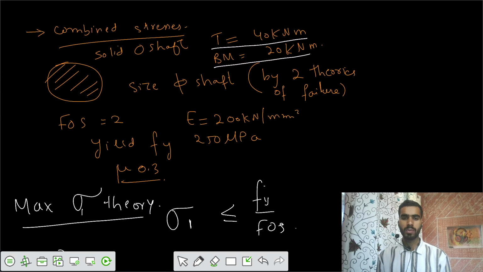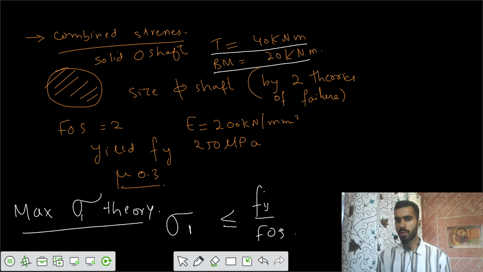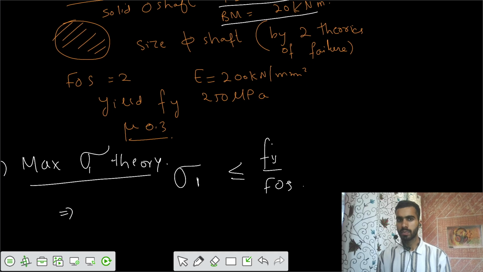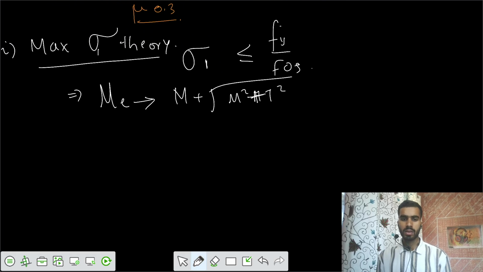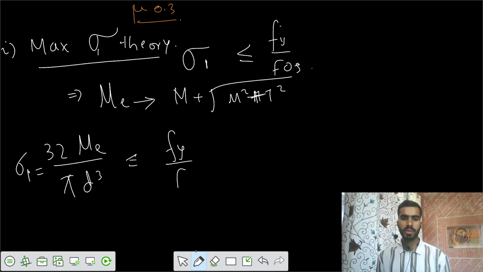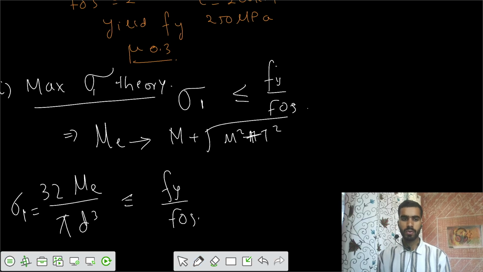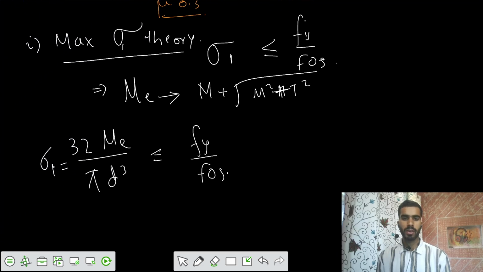Can we use the concept of equivalent bending moment? Do you know that value? ME equals M plus root of M squared plus T squared. And from this, can I get sigma 1? Sigma 1 would be 32 ME by pi d cube, and that should be less than or equal to Fy by factor of safety. So if I get the value of ME, then I can get the value of diameter.